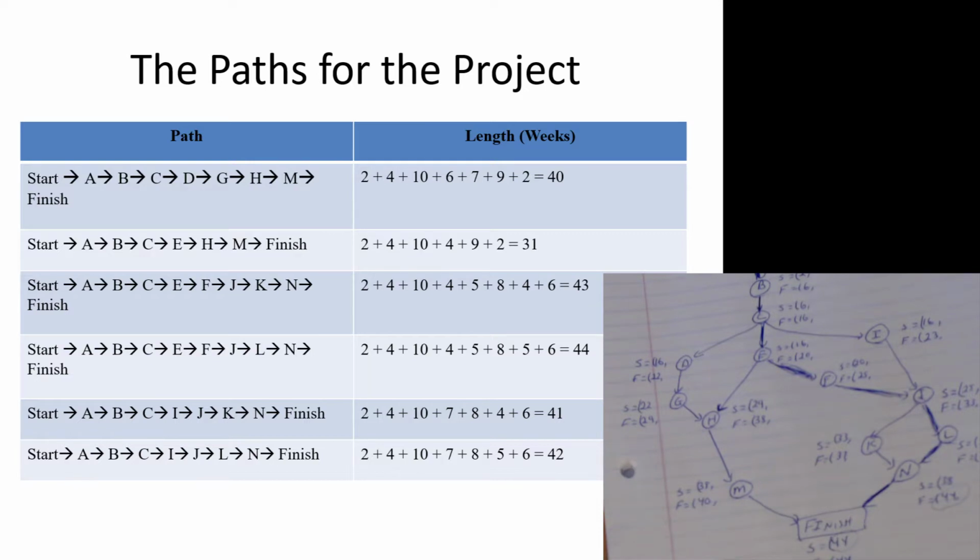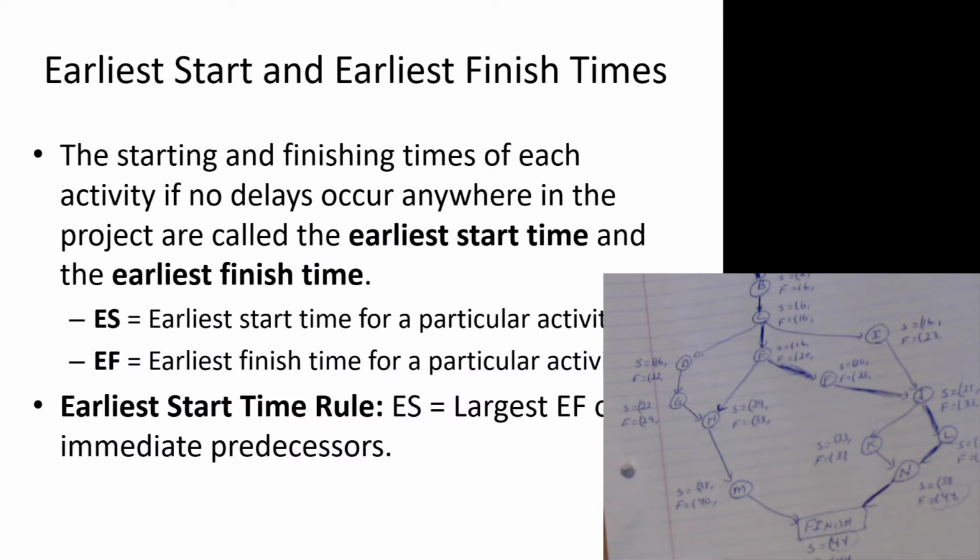There are two other kinds of ideas that we need to keep track of here. One idea is the earliest start and earliest finish time. The other major idea is the latest start, latest finish time. So earliest start and earliest finish, we're assuming with this that no delays occur. What's the earliest a given activity may begin? And what's the earliest a given activity may finish?